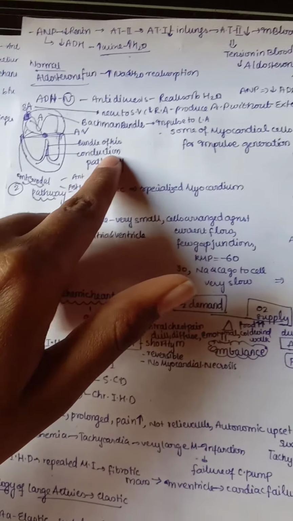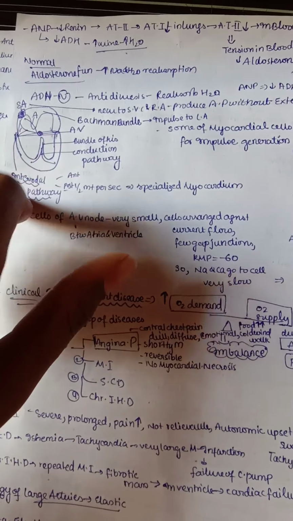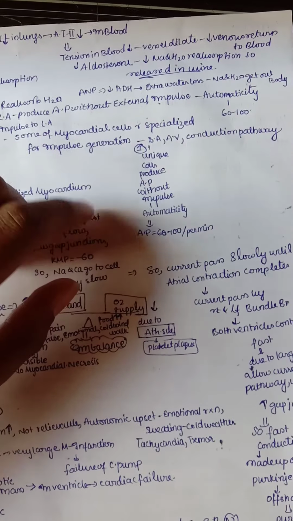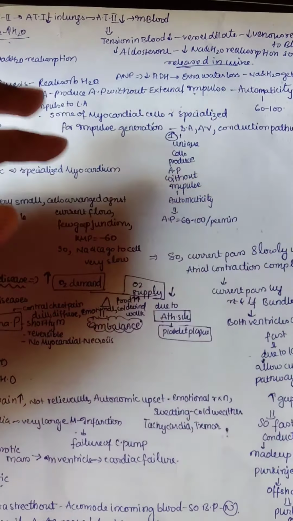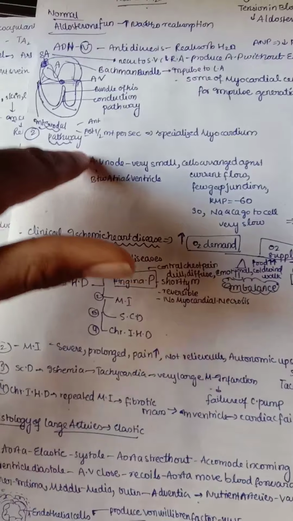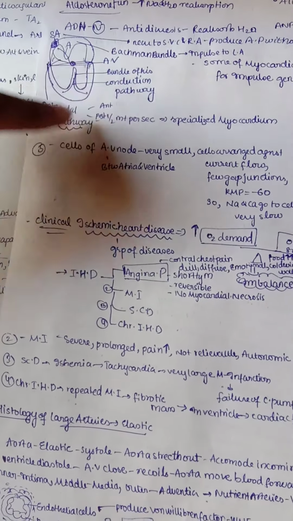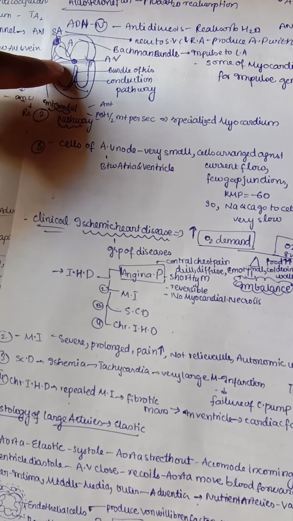And you can see this is the AV node, this is the bundle of His, and this is the conduction pathway. Some of the myocardial cells are specialized for impulse generation, that is the SA node, AV node and conduction pathway. The SA node has unique cells which produce the action potential without any impulse and produce automaticity. Second is the internodal pathway. You can see some lines here. This is the internodal pathway, divided into the anterior internodal pathway and the posterior internodal pathway.